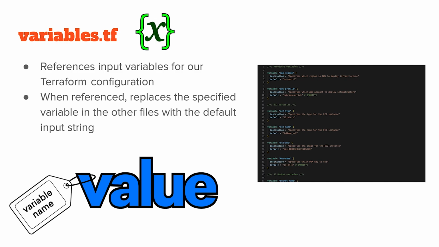I will begin by talking about our variables.tf. This file here is used to create and reference input variables for our Terraform configuration. Each variable listed within this file can be seen in our other files to be replaced by our default input string to help organize and enhance reusability.